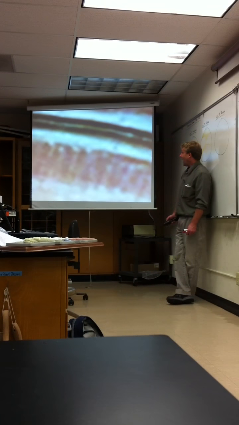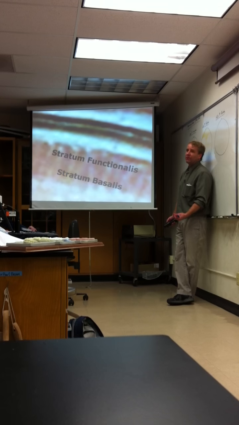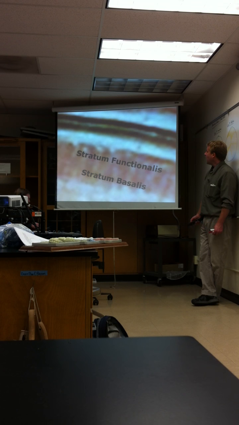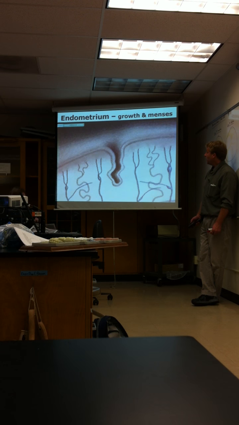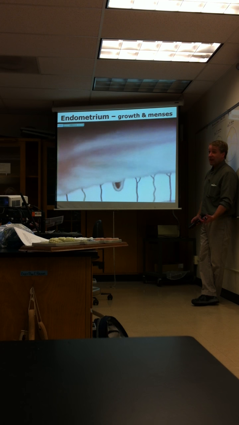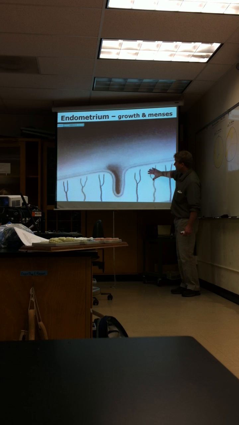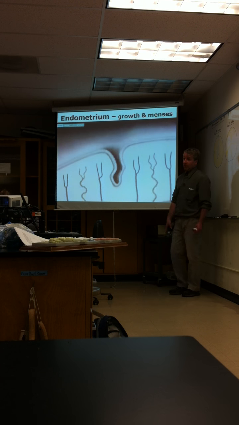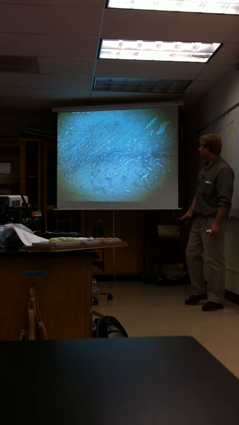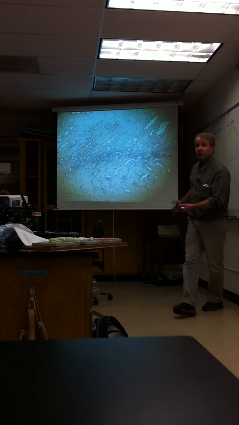Zoom in on that endometrium, we would have those two layers, the stratum functionalis and the stratum basalis. And remember, it is the stratum functionalis that is shed during menstruation, and then the stratum basalis will divide by mitosis and grow a new stratum functionalis. And so this is a good example of the uterus in our microscope.